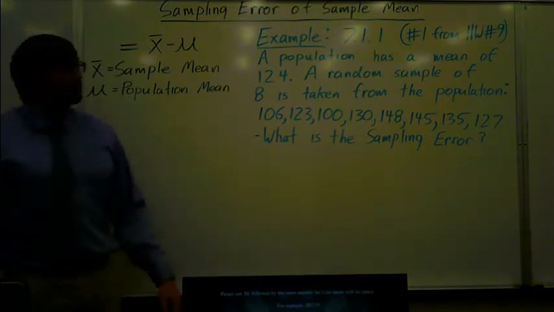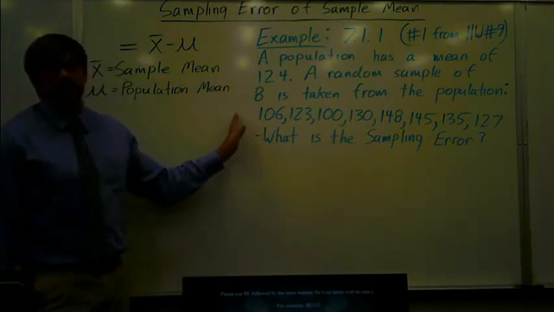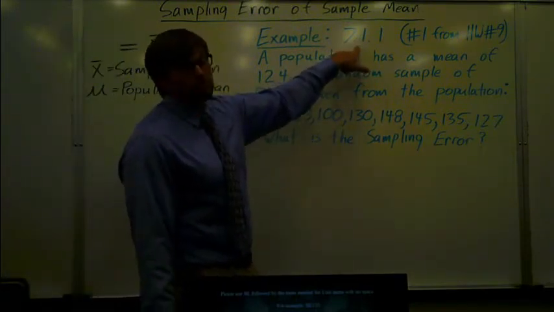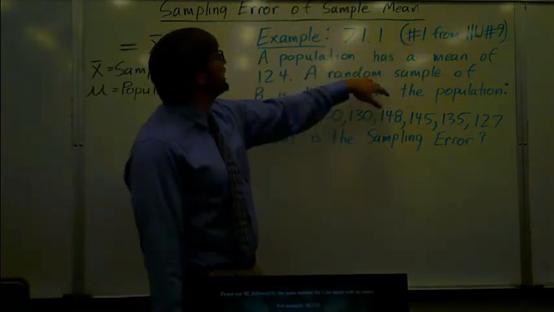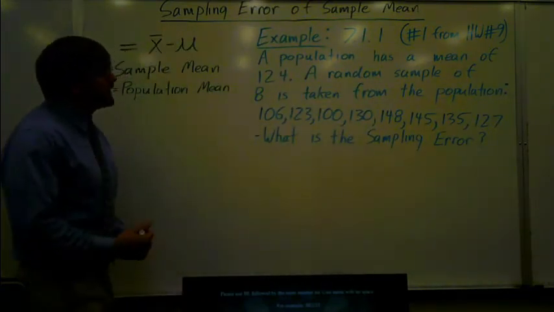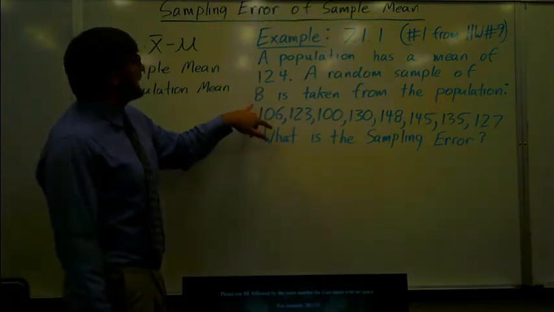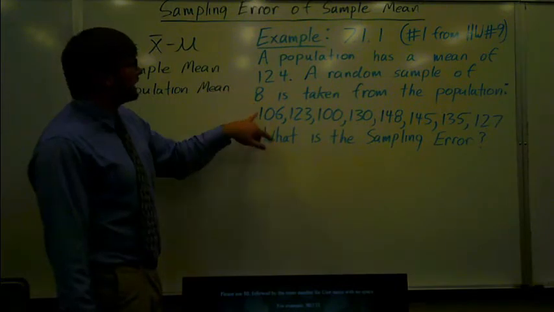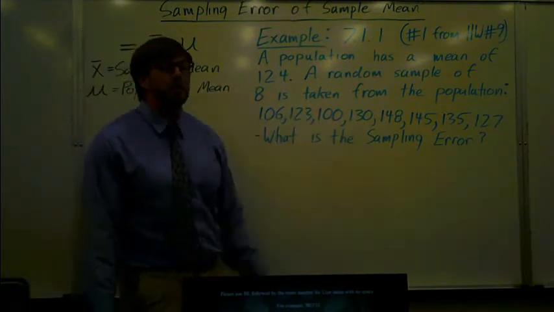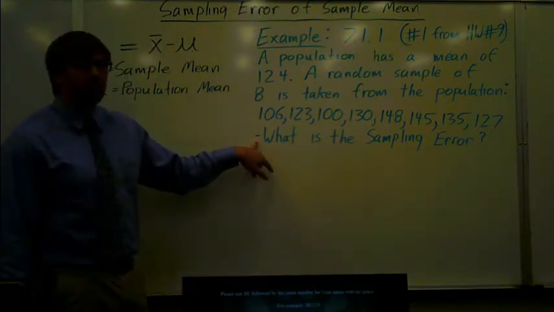For the rest of the semester, I'm going to do examples from your homework in MyStatLab. This one is homework assignment 7.1.1, which is number 1 from homework number 9. It reads, a population has a mean of 124. A random sample of 8 is taken from the population and it yields these values: 106, 123, 100, 130, and so on. What we want to do is find the sampling error.